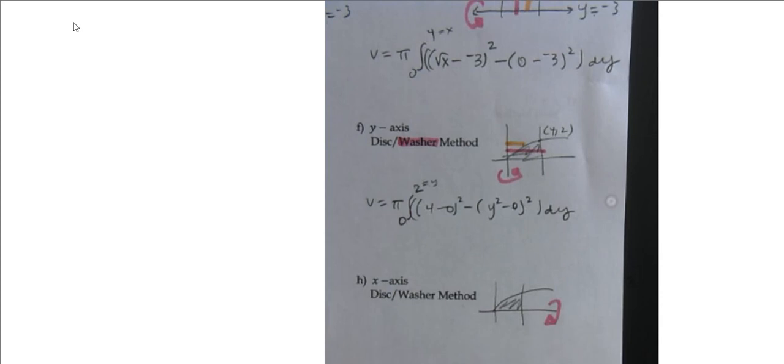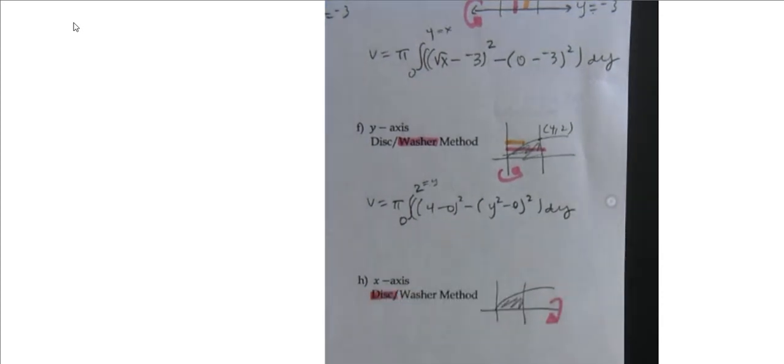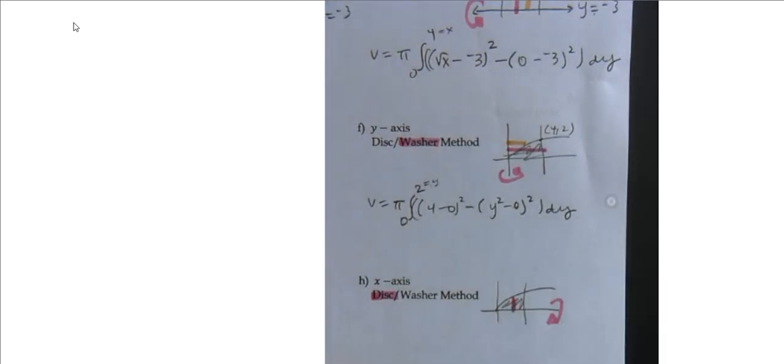X-axis is right here. Finally, we have a break and we can use disc. Look at, there's no gap between the shaded and the line of rotation. We're still perpendicular, but now we don't have subtraction. V equals pi. This is the point (4, 2). These rectangles are stacked up on the x-axis. They go from 0 to 4.